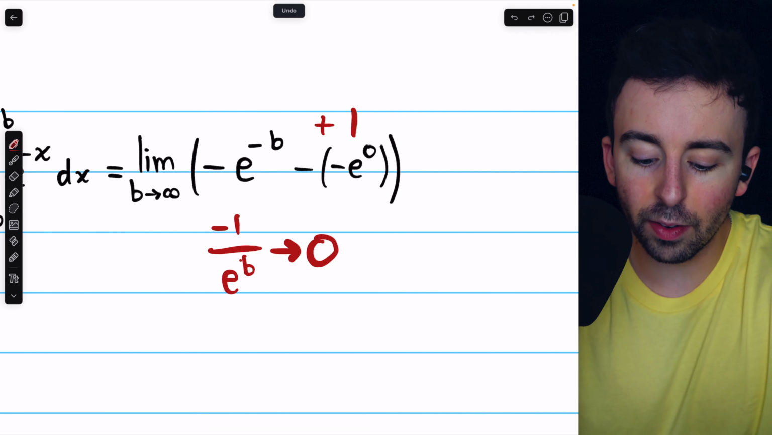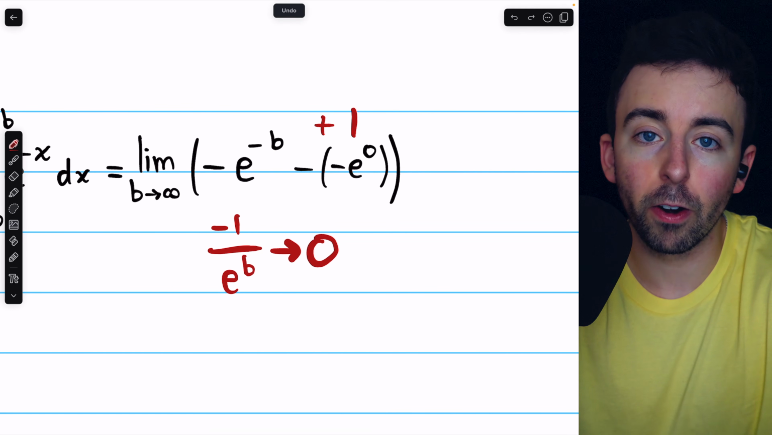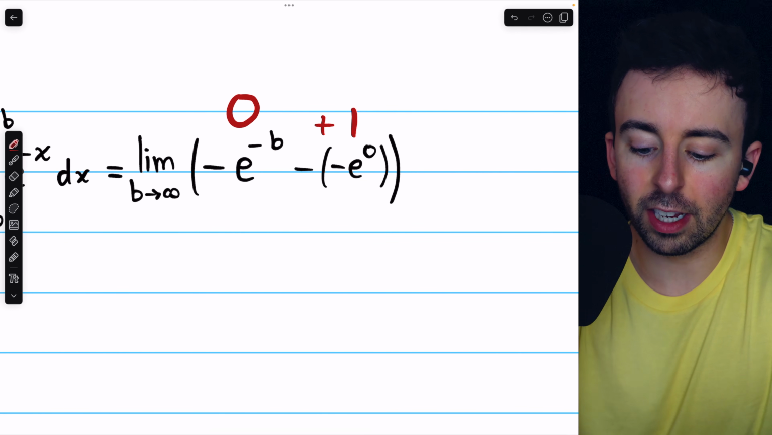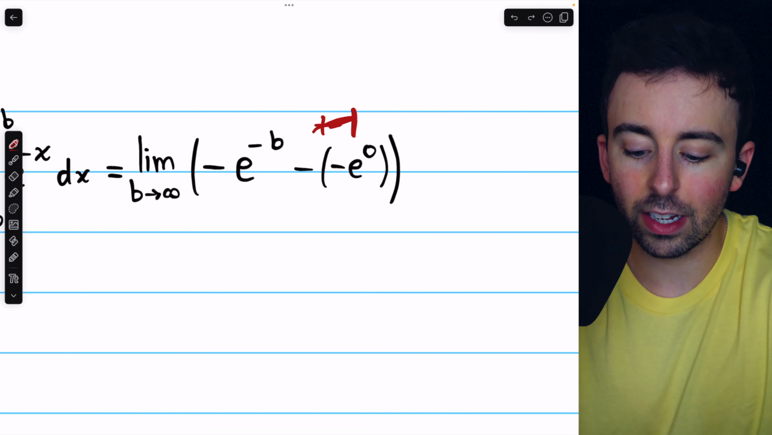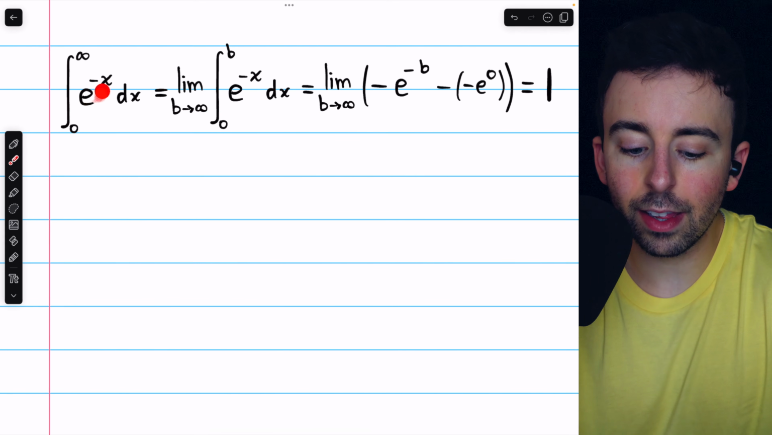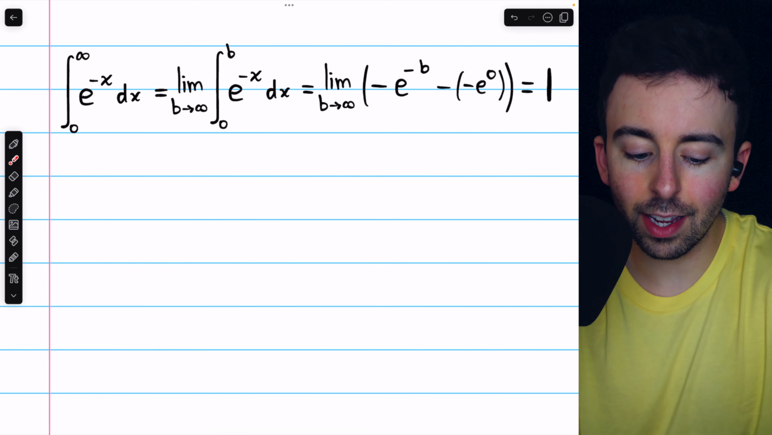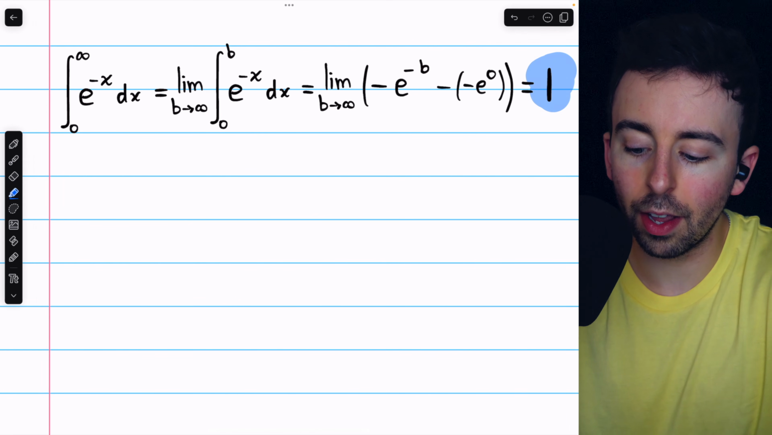It's negative 1 divided by an arbitrarily large number. Hence, the limit is just 0 plus 1, and so it's equal to 1. So the integral of e to the negative x from 0 to infinity does exist, and it is equal to positive 1.